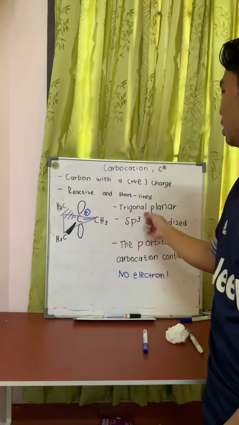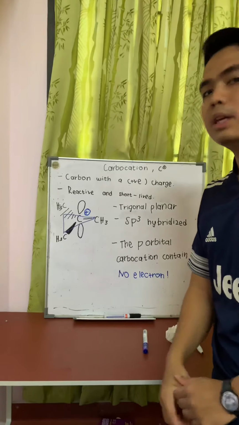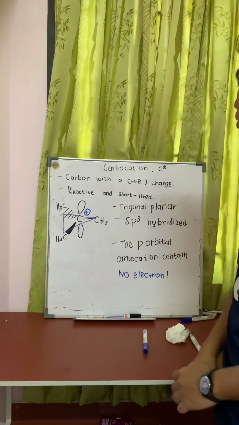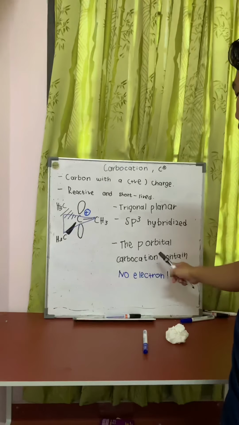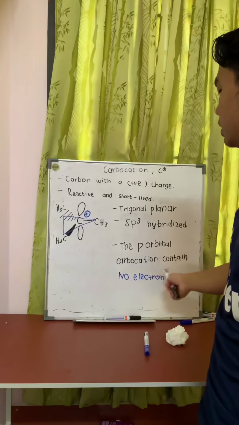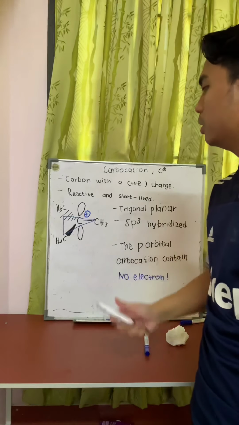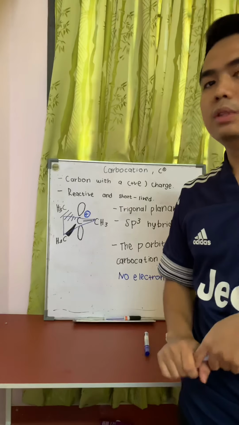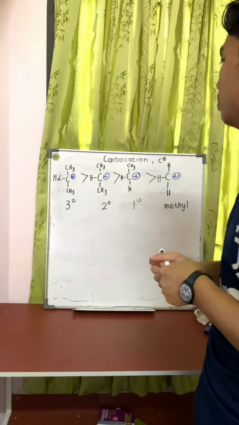A carbocation is trigonal planar, because it is sp2 hybridized. So we can see this form. It forms trigonal planar. So in a carbocation, the p orbital contains no electron, but the p orbital can accept electrons when the carbocation undergoes further reaction. Now we are going to discuss the stability of carbocation.